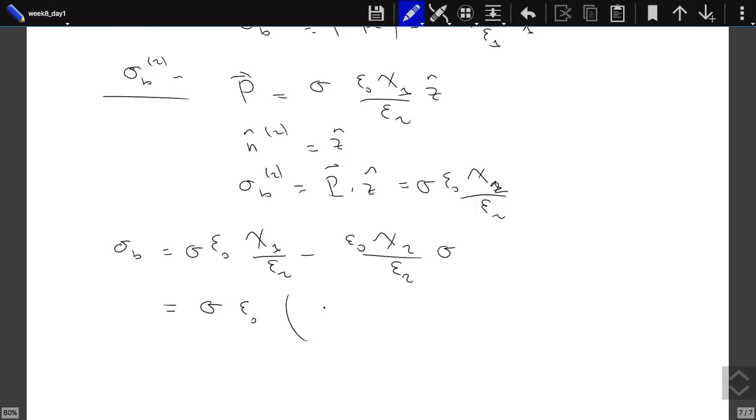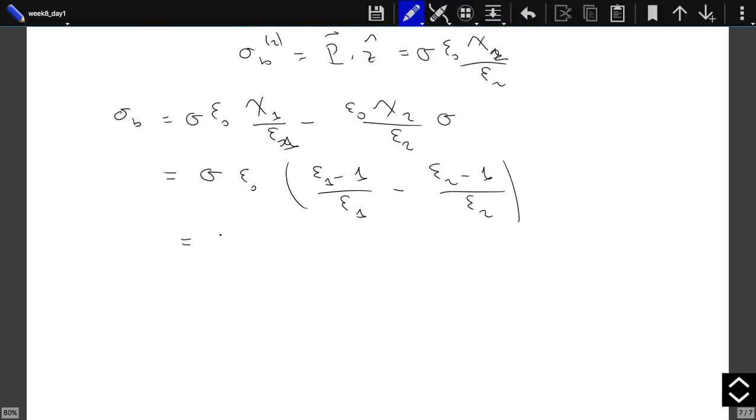So sigma times epsilon 0, chi 1 minus chi 2 divided by epsilon, no. And remember, chi 1 is actually epsilon 1 minus 1, minus chi 2 is epsilon 2 minus 1. And also I have 1 over epsilon 0. Here I'm basically using the definition that epsilon is equal to epsilon 0 times 1 plus chi, or chi is equal to 1 minus epsilon over epsilon 0.